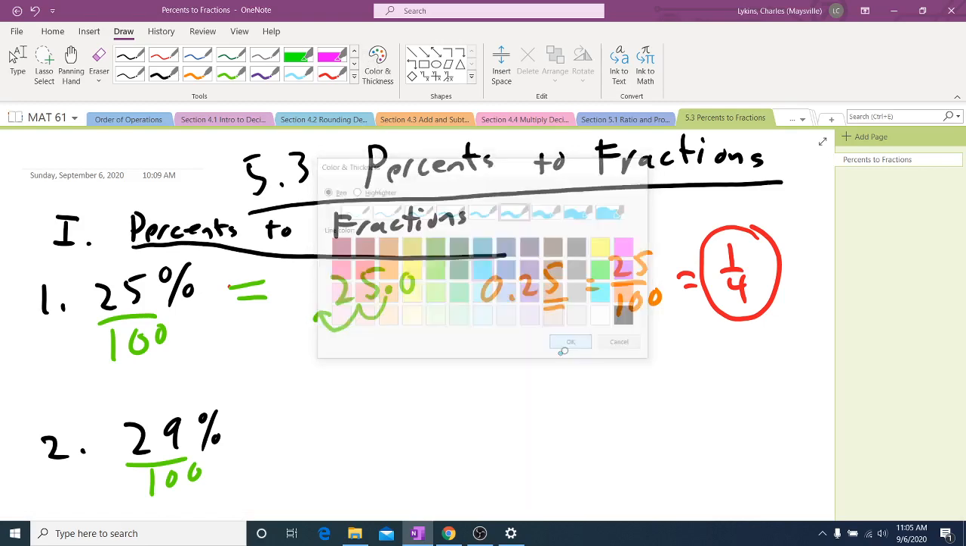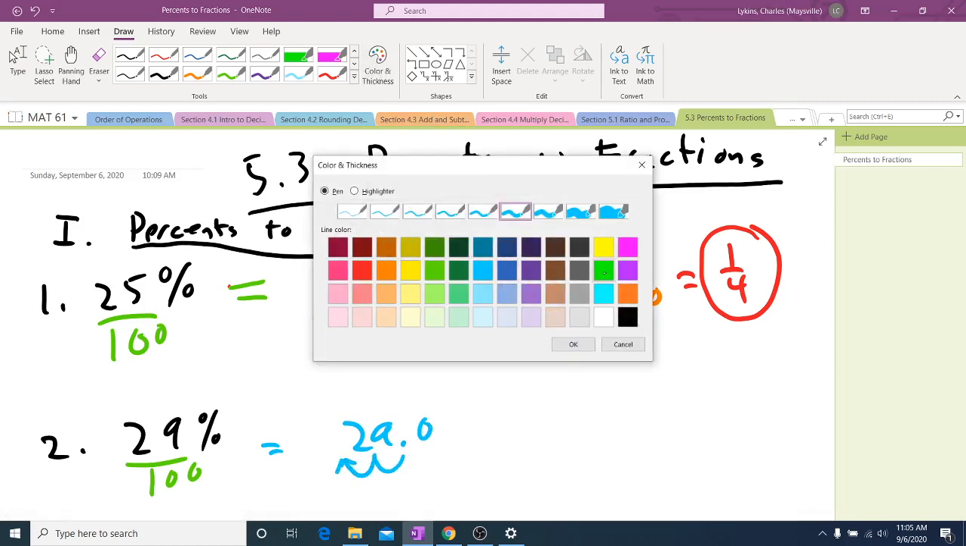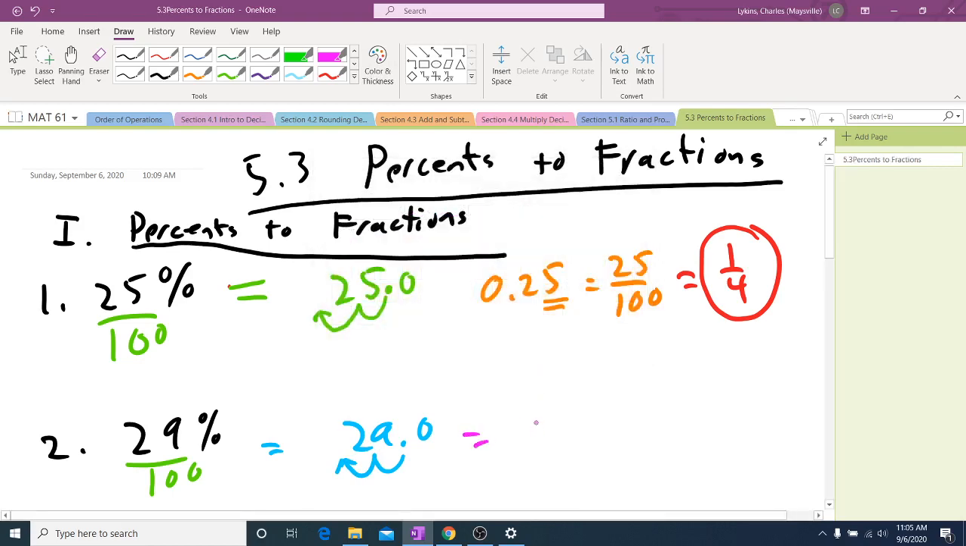I'm going to do the same thing with 29%. I'm going to say 29.0. Move my decimal over 2 positions. That's where I get 0.29. That 9 is in the 100th again. And this right here I cannot reduce. That is my answer.